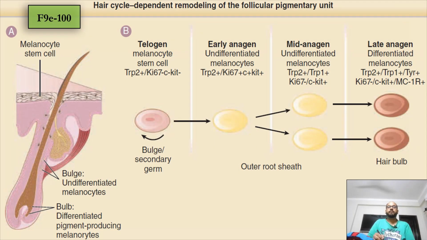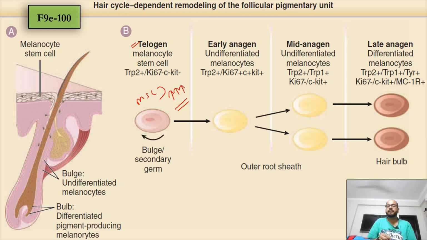So this diagram I've taken from Fitz page 100. This is just to show that in the bulge, in the telogen hair, only melanocyte stem cells keep on dividing and increasing their number. Remember, in the telogen phase, the hair is preparing for the next anagen phase. So it is signaling the melanocyte stem cells to divide and increase their population.